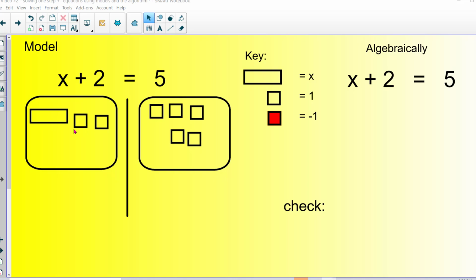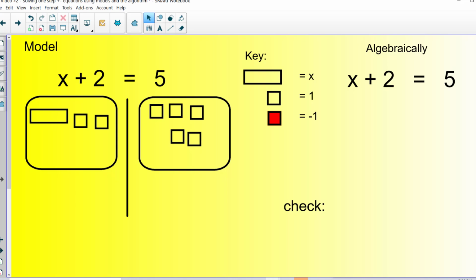So essentially I want to, what's called, isolate the variable. Think about what isolate means: get it by itself. So I want to isolate the variable, meaning what do I need to get rid of so that the x is by itself? I need to get rid of these two positives. So how can I get rid of these two positives? One way is I can just simply take them away, right? Take away the two positives.